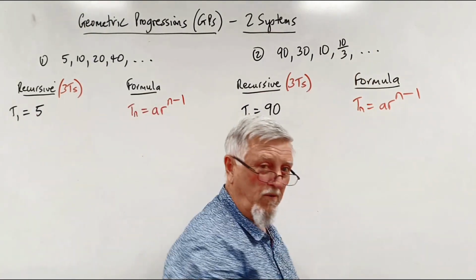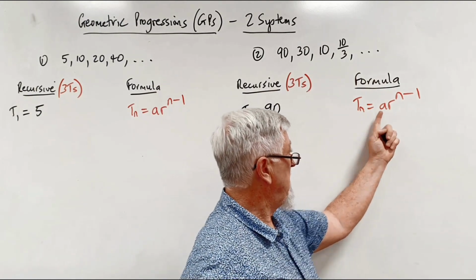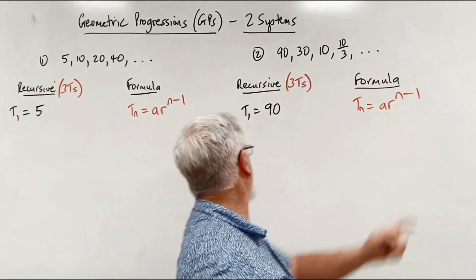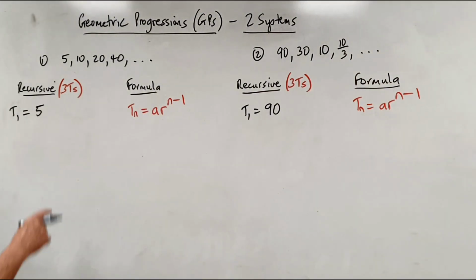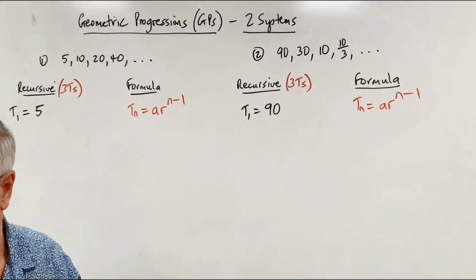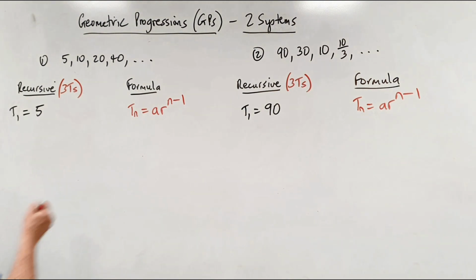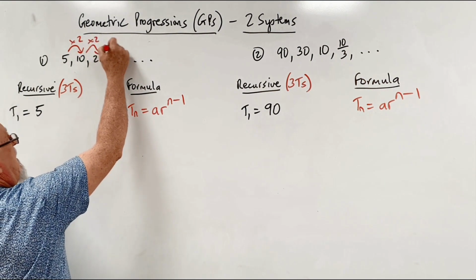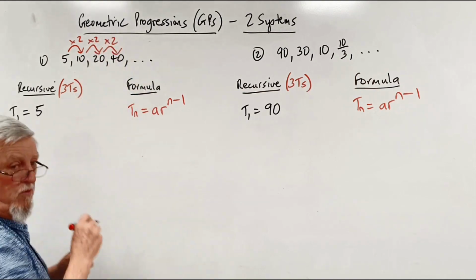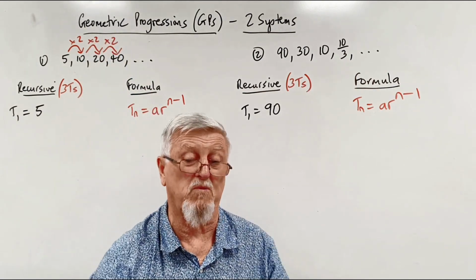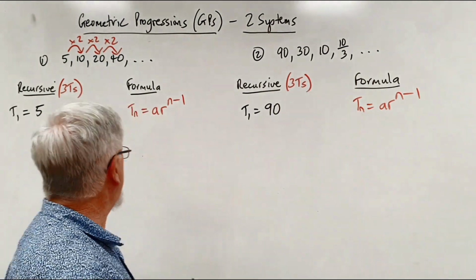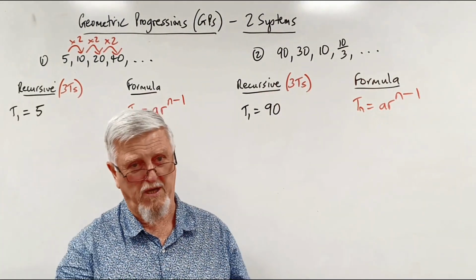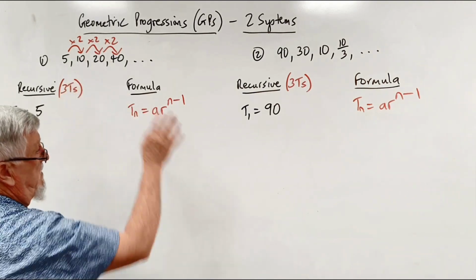You don't have to write the first term when it's a formula because the first term is built into the formula. So let's have a look over here at recursive. What did I do to 5 to get 10? Each time I am timesing it by 2, and that makes it a GP. Now we're not talking here about what is a GP and why does it work that way, just that it is a GP, and most students see that's a GP.